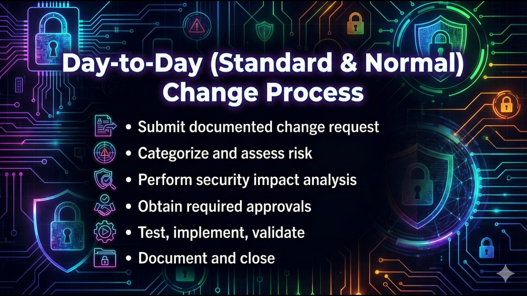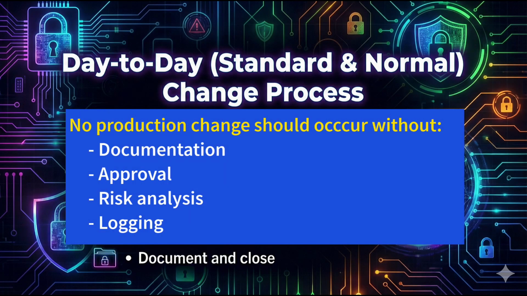Fourth, the change is tested, preferably in a staging or non-production environment. Fifth, implementation occurs during an approved change window. Sixth, validation confirms the change worked as expected and did not introduce unintended risk. Finally, the change record is updated and closed, maintaining audit evidence. From a security perspective, no production change should occur without documentation, approval, risk analysis, and logging.